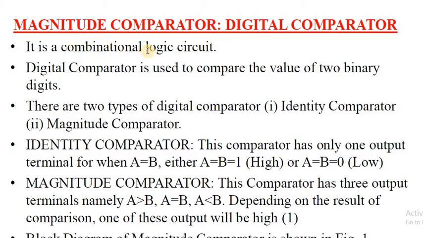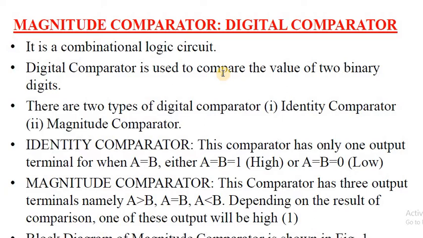We know that a combinational circuit is one in which the output depends on the instant or present values of the input. The magnitude comparator is a combinational circuit. Whatever the output of the magnitude comparator, it depends on the present values of the inputs. Therefore, it is a combinational circuit. The magnitude comparator is also called a digital comparator because binary values are compared by using this type of comparator.